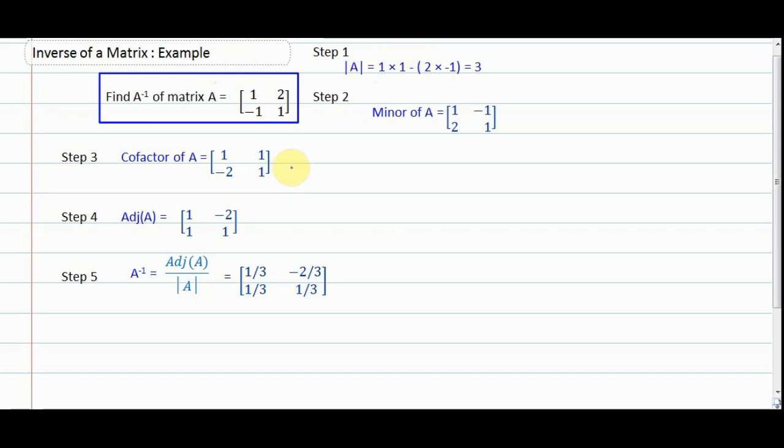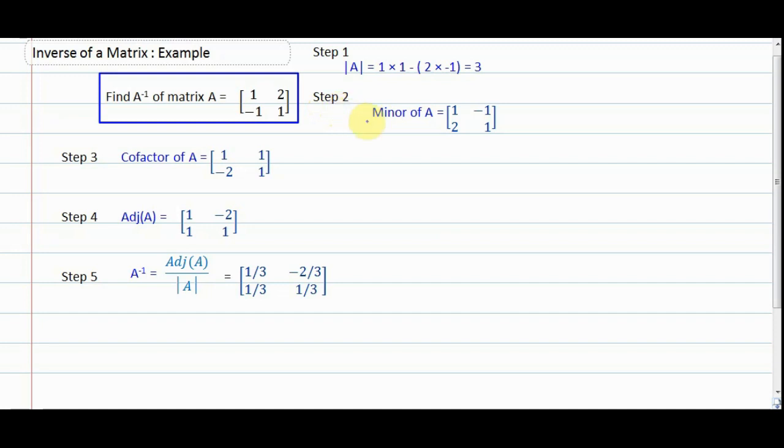Now let's see how to solve this problem. Here the first step is to calculate the determinant. If determinant is not equal to 0, then definitely A inverse exists. So here determinant value will be equal to 1 into 1 minus 2 into minus 1. If we calculate this, we will get it as 3. So determinant of A is non-zero, therefore A inverse exists. Therefore, let's proceed to step number 2.